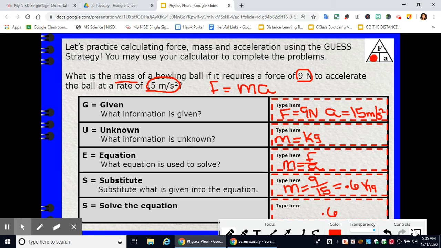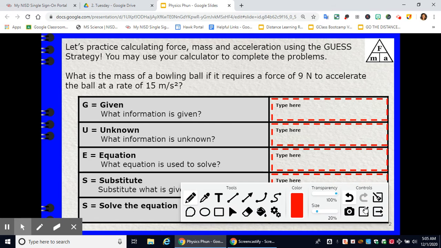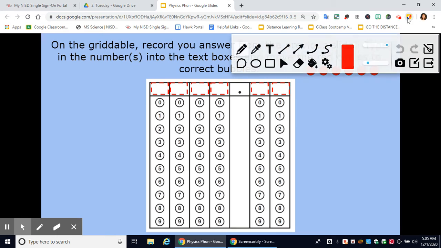So if our answer is 0.6 and we're asked to grid a number, how would we do that? Let's go to a griddable now and grid our answer. So if we wanted to grid 0.6, we're gridding 0.6 kilograms. Here's your decimal point. So your 6 would go here, and you would have to bubble it in completely, very nicely. Of course you could put a 0 here, although it's not necessary. And you could also put a 0 here in the ones place.